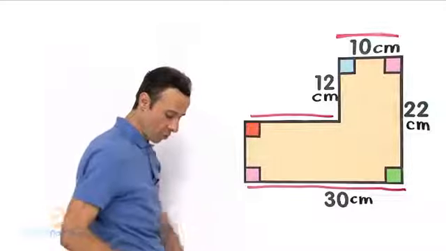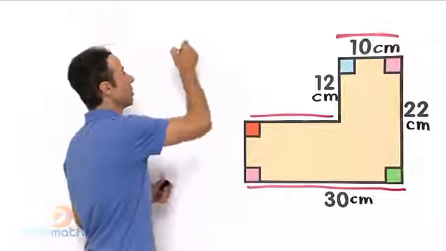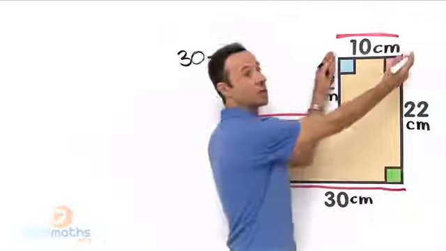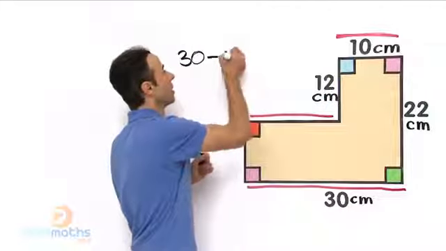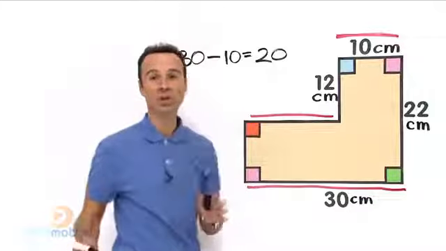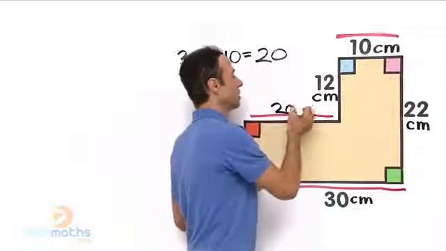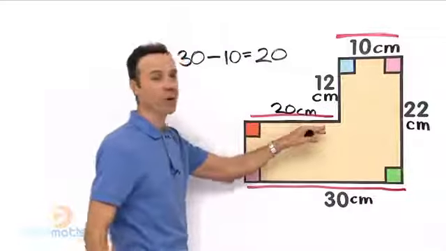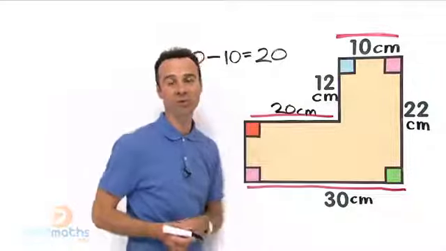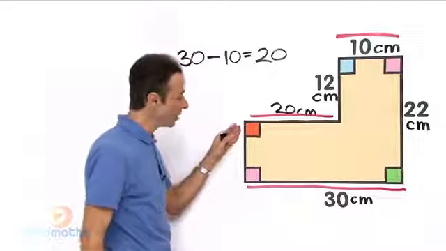So we have all the way down here, 30 centimeters. So we go 30, take away this other horizontal line, 10 centimeters, and that clearly equals 20 centimeters. So all we need to do is label it in here and write down 20 centimeters. Okay, great, we've worked out one of them. So we used all the horizontals to work out the horizontal. Now we want to find a vertical line, and that's the missing one down here.